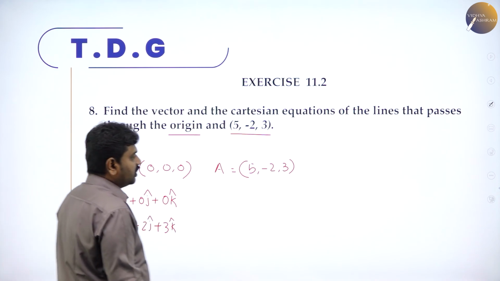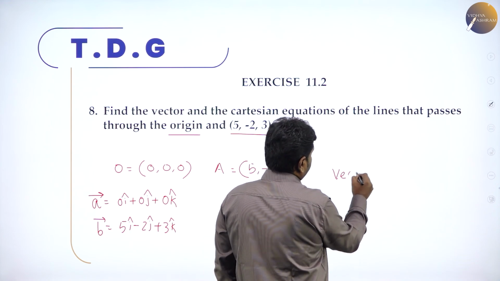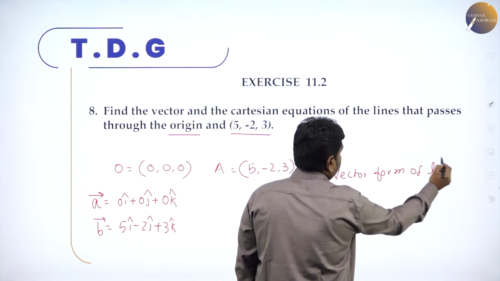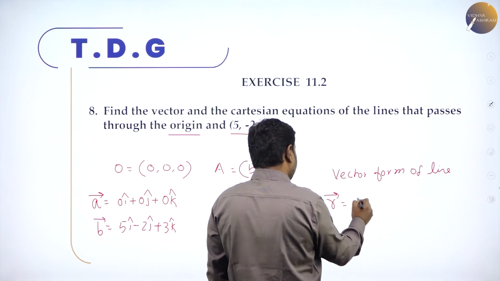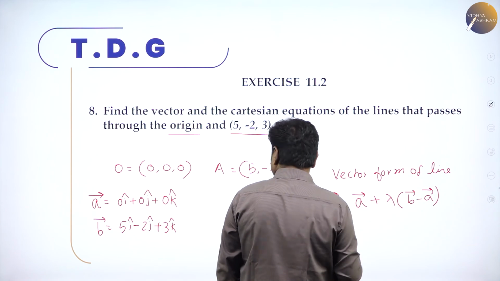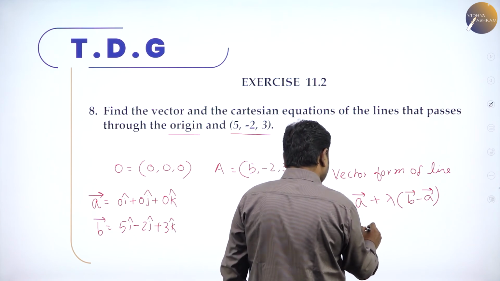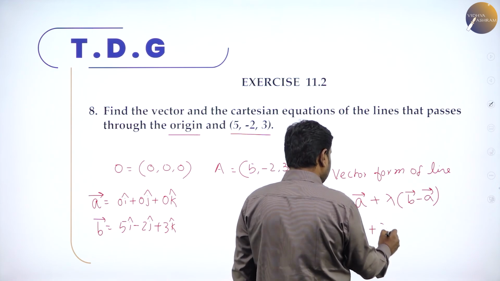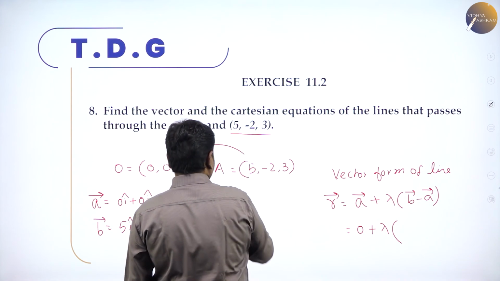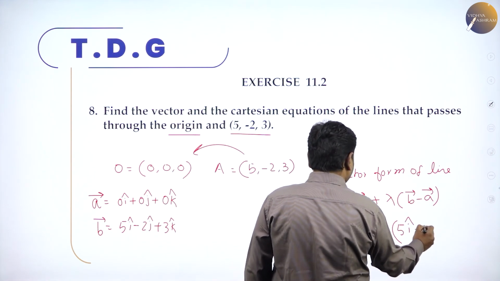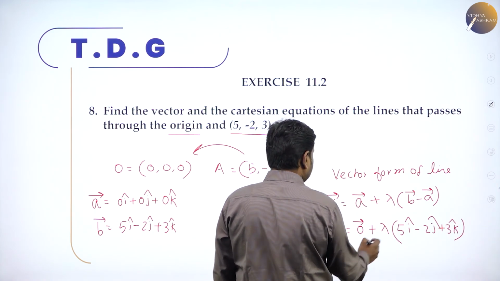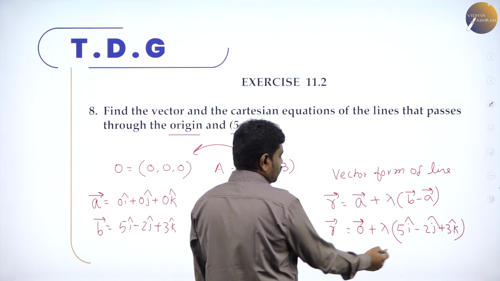Now vector form of line. What is vector form of line? Vector form of line in 2 point form is vector r is equal to vector a plus lambda times vector (b minus a). What is vector a? Vector a is 0i, 0j, 0k. So it will become 0 plus lambda times (b minus a). Subtract these two. So if I do b minus a, it will be 5 minus 0, that is 5i cap minus 2j cap plus 3k cap. That's it. So vector r is equal to 0 vector plus lambda times (5i cap minus 2j cap plus 3k cap), or you can leave it.